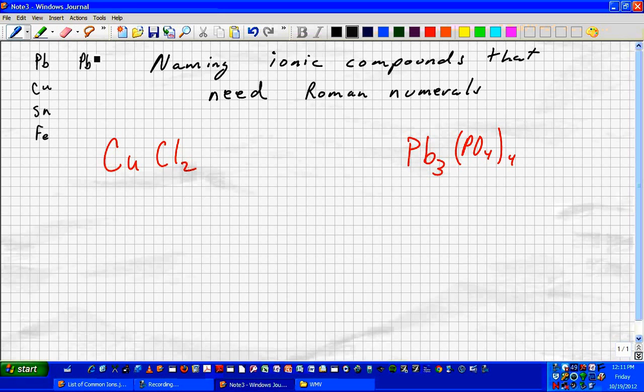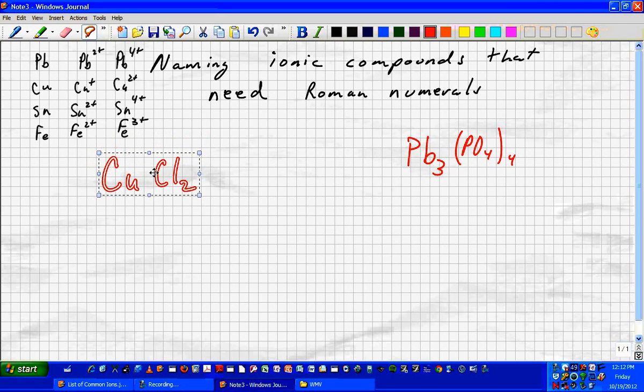You've got lead 2 and lead 4. You've got copper 1 and copper 2. There's tin 2 and tin 4. And then there's iron 2 and iron 3. So those are the four ions that you had to memorize, that you've got to recognize, that have multiple charges. So when you see these, they're going to require Roman numerals to distinguish between the two charges.